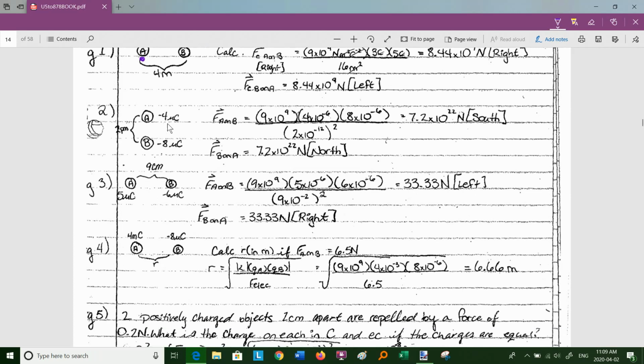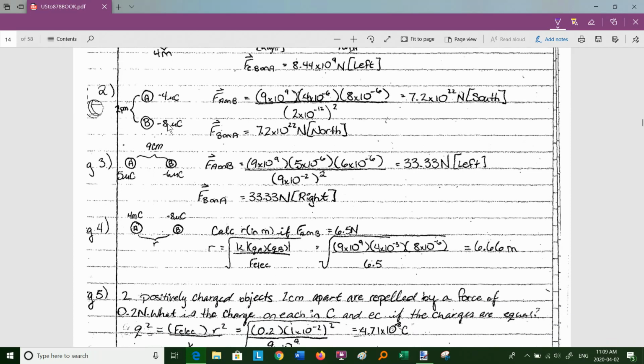Next example, we've got A and B with 2 picometers between them, directed in a vertical fashion. They're both negatively charged, so we want the force of A on B. A is negative, B is negative, so B is going to move down, assuming A is fixed. A on B, you have to look at every little symbol. So 9 by 10 to the 9, take the absolute value.